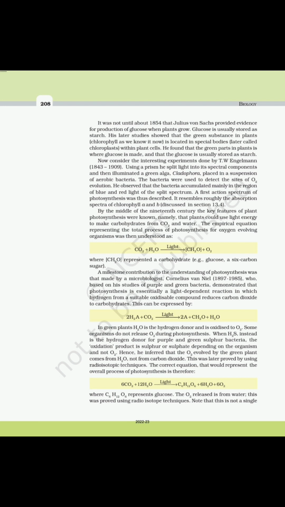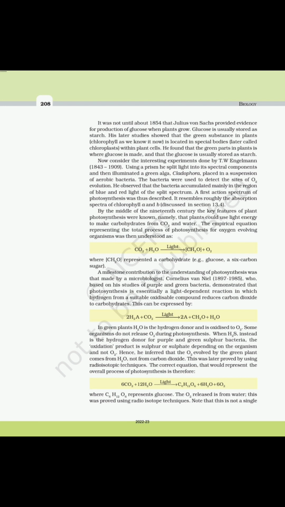In green plants, H2O is the hydrogen donor and is oxidized to O2. Some organisms do not release O2 during photosynthesis, when H2S, instead, is the hydrogen donor for purple and green sulfur bacteria. The oxidation product is sulfur or sulfate depending on the organism, and not O2. Hence, he inferred that the O2 evolved by the green plant comes from H2O, not from carbon dioxide. This was later proved by using radioisotopic techniques.